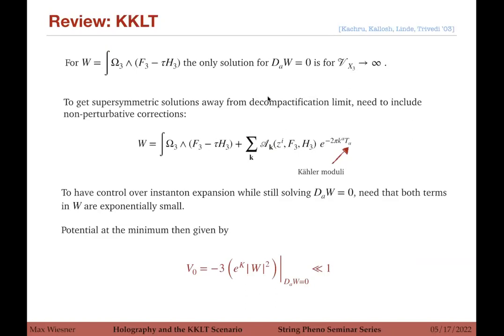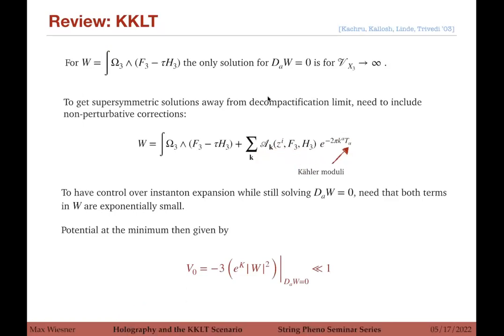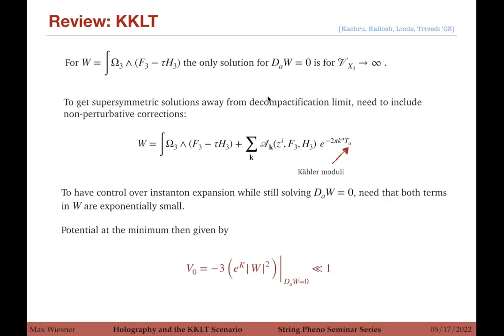gaugino condensate, which give an extra contribution to the superpotential in terms of these instanton sums that explicitly depend on the Kähler moduli, but in principle also, through this Pfaffian determinant, on the complex structure moduli and the fluxes. So to have control over the instanton expansion while still solving the F-term equation, it turns out that both terms, the classical plus the instanton term, need to be of the same order and both exponentially small. Essentially, since we want this exponential suppression factor to have the instanton expansion under control.